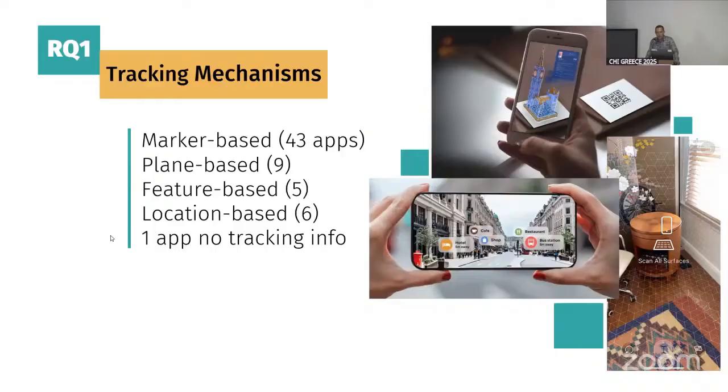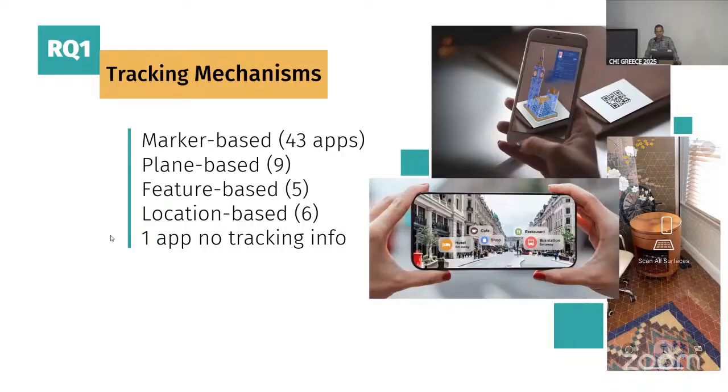A small number used plane-based tracking. It was only 9 apps where the device recognizes a flat surface. It could be a table, for example. So, for example, a history app might place a 3D reconstruction of a monument on your desk. 5 apps used feature-based tracking, which creates a point cloud. It can recognize objects or spaces by their visual features.